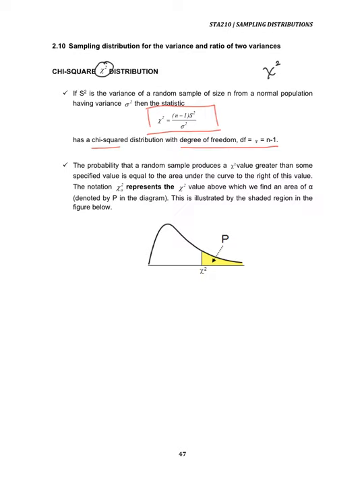So the probability that a random sample produces a chi-square value greater than some specific value is equal to the area under the curve to the right of this value. The probability here represents the area in the shaded yellow color. The notation of chi-square alpha represents the chi-square value above which we can find an area of alpha. This is illustrated by the shaded region in the figure below.